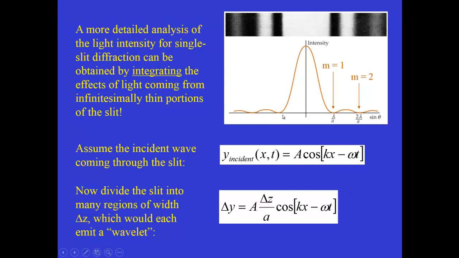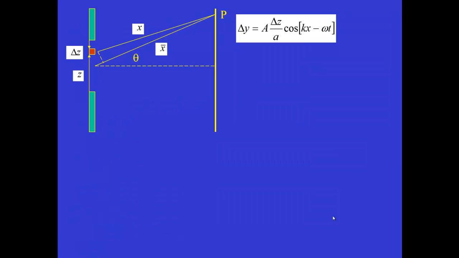And so all that we do in order to write down the contribution to the overall wave that's produced by the slit, the little piece of width delta z, we'll call it delta y because it's a portion of the overall wave, and we will take delta z, the width of that region, and divide by A, because the overall amplitude A is now getting divided into each of these regions. So delta z over A represents the fraction of the overall intensity that is being sent through this tiny region delta z. And here's a picture that hopefully will make it more clear.